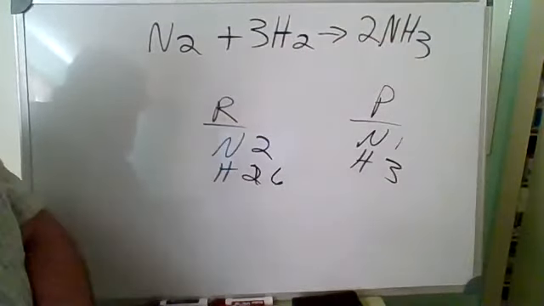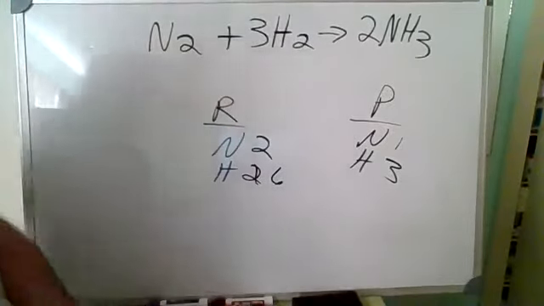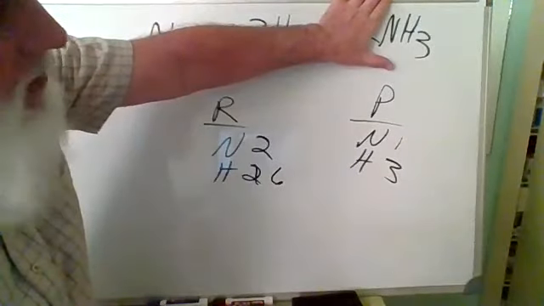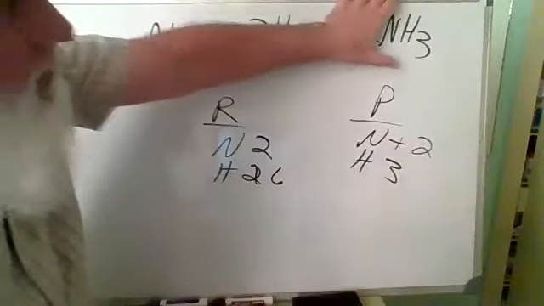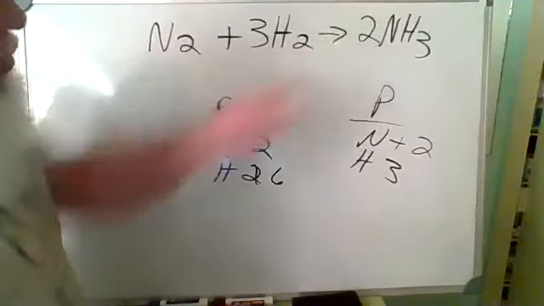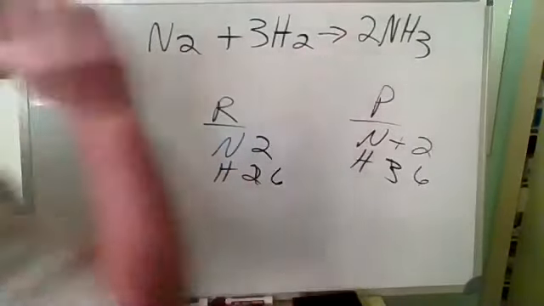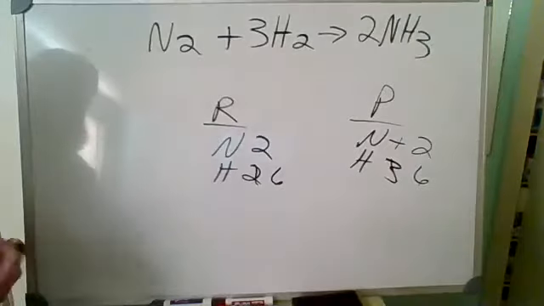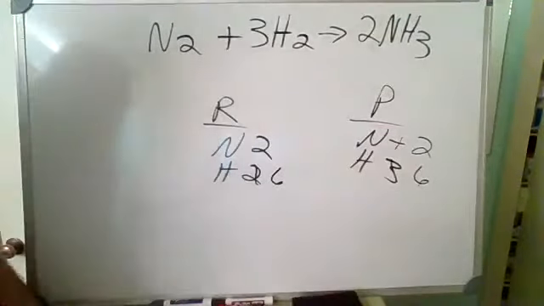Again, if you don't understand something, please speak up. So what I like to do is cover up the coefficient. I see 1 nitrogen times 2 is 2 nitrogen. I see 3 hydrogens times 2 is 6 hydrogens. 2, 6, 2, 6. We're done. We're done that fast. Okay, but you should always go back and check, because you can make mistakes down here.